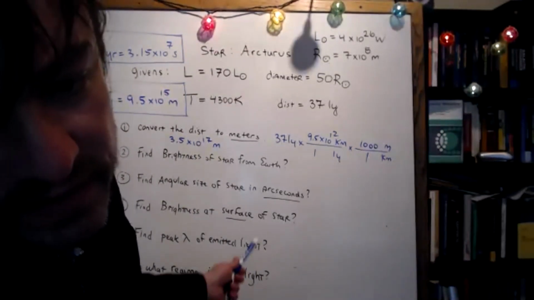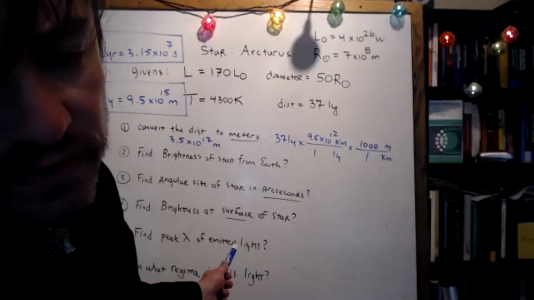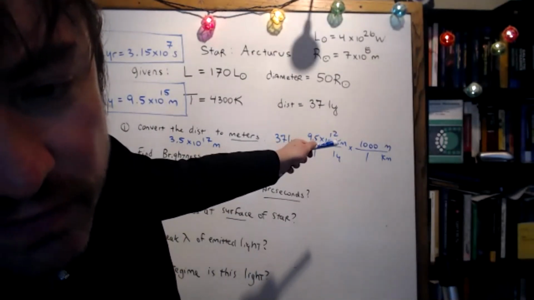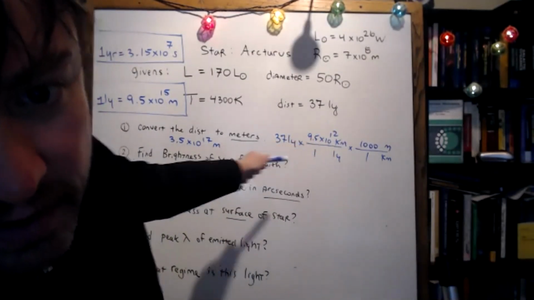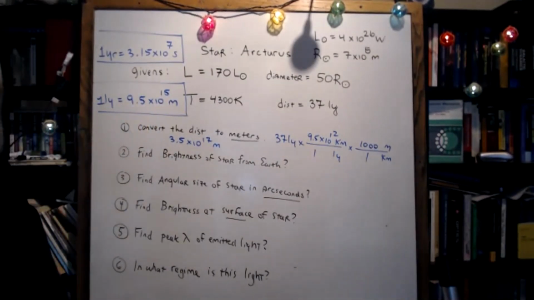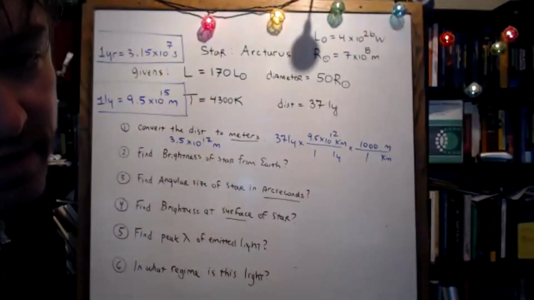Gianna, yeah, I think that's 9.5 times. Okay, wait, let me address Gianna's question for a second. Gianna, it is 9.5 times 10 to the 12 kilometers per light year. But if you want to go to meters, it's 10 to the 15 meters per light year, right? 12, 13, 14, 15. Does that make sense to you?